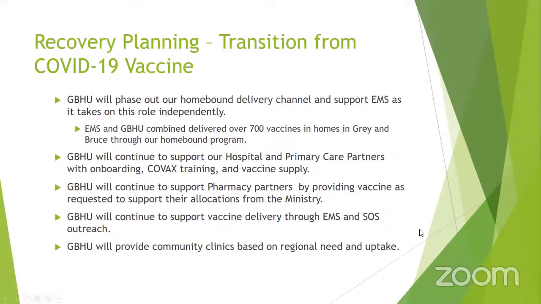To date, combined, we have been able to provide over 700 vaccines in homes for those who wouldn't be able to otherwise access it. And we'll continue to support primary care and hospitals with their onboarding, COVAX training, and vaccine supply. We continue to support the pharmacy partners by supplementing their vaccine allocations as well. And EMS also delivers through our SOS outreach, which is a combined effort. And we will provide community clinics based on the regional need and uptake.